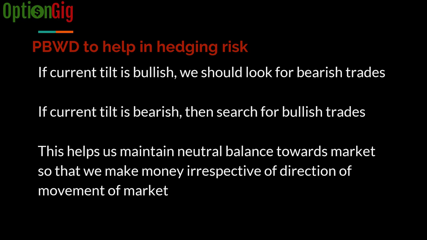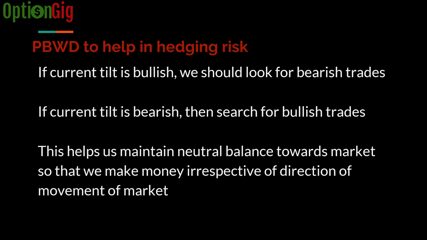Conversely, if the current tilt is bearish, then you should search for bullish trades, meaning naked puts or a put spread. If you know this portfolio beta weighted delta, you could make those decisions. You could put on hedge trades if it is to hedge the current direction of your portfolio, right? If your portfolio is too bullish right now because your portfolio beta weighted delta value is too high, sell naked calls to reduce the bullishness, or sell a call spread to reduce the bullishness, right?